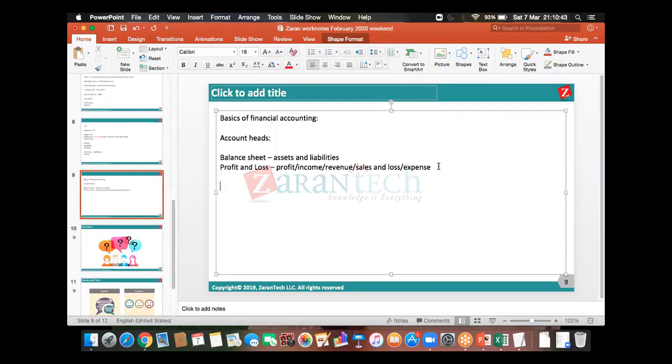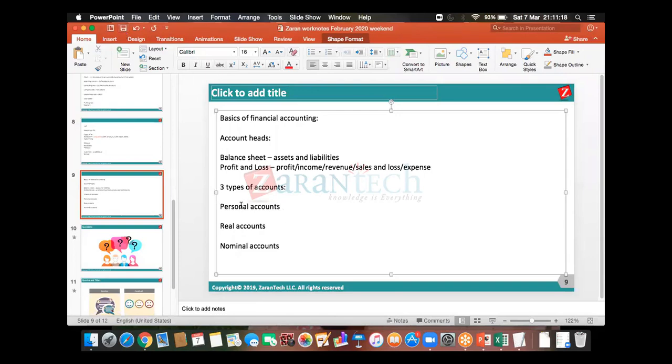When it comes to the postings, you will be having three types of accounts. Those are personal accounts, real accounts, nominal accounts. Personal, real and nominal. So these are the three types of accounts that you see for making the postings.